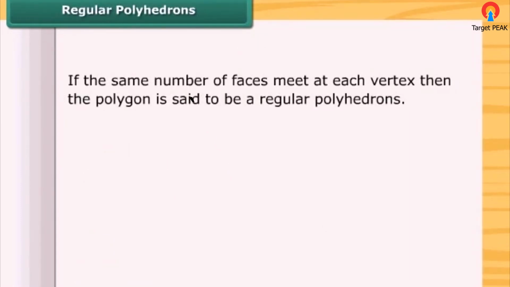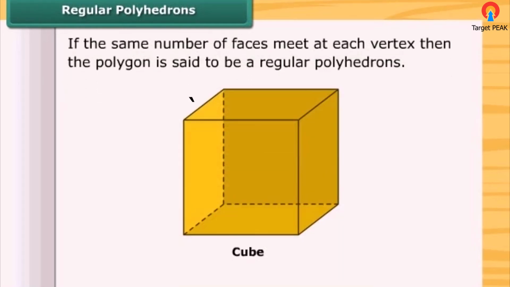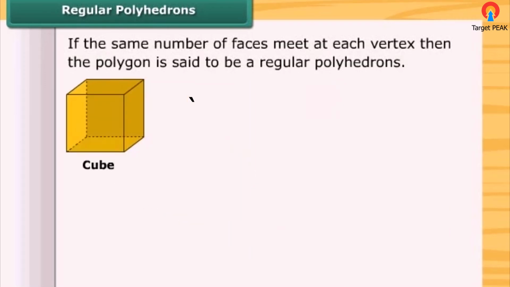If the same number of faces meet at each vertex, then the polyhedron is said to be a regular polyhedron. A cube is a regular polyhedron because here 3 faces meet at each vertex.